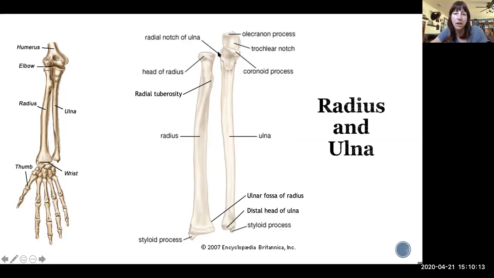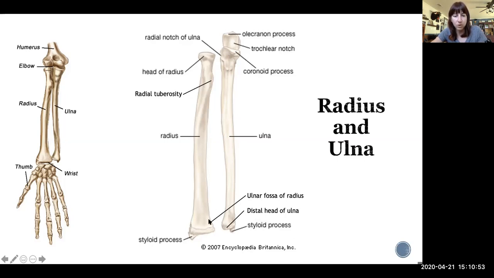Ulnar fossa and radial fossa, right? Radial notch. Okay, so we're not talking about condyles or epicondyles. Instead, we've got these notches at the ends of these bones where they fit into each other. So the radial notch of the ulna is the notch on the ulna where the head of the radius fits in.